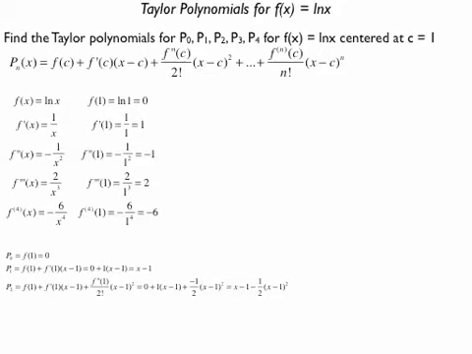The third degree polynomial, I already know that's going to be f of 1 plus f prime of 1 times x minus 1 plus f double prime of 1 over 2 factorial times x minus 1 squared plus f triple prime of 1 over 3 factorial times x minus 1 to the third. Fill in what you know. Simplify.